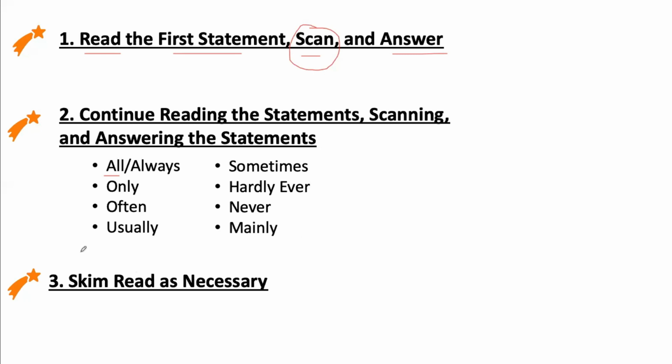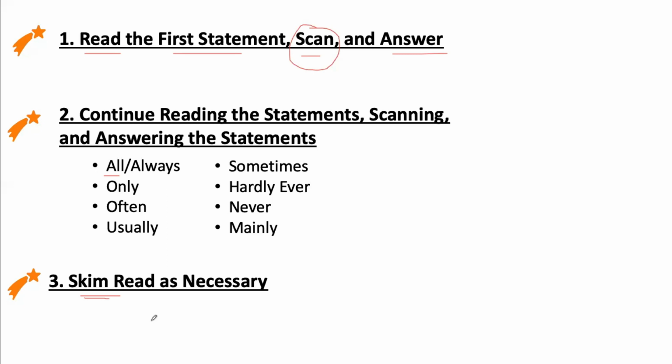Okay, and so once we've scanned for our keywords, we're going to just skim read as necessary, just like we did in our previous example. You need to have a good idea of what the text is saying because you have to know if these go along with what the writer has said or if it contradicts what the writer has said. You need to know if the information in the passage will contradict your statements, or if they will be similar to your statements, or if they will just not have anything to do with your statements and you'll have to answer not given.